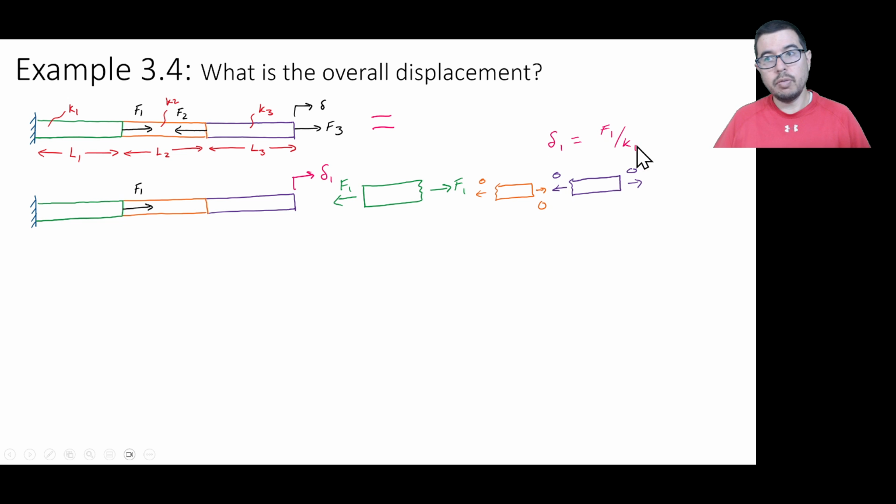K1 delta is equal to force. So the internal force dictates what this displacement is going to be. So that's solving for the contribution of F1.